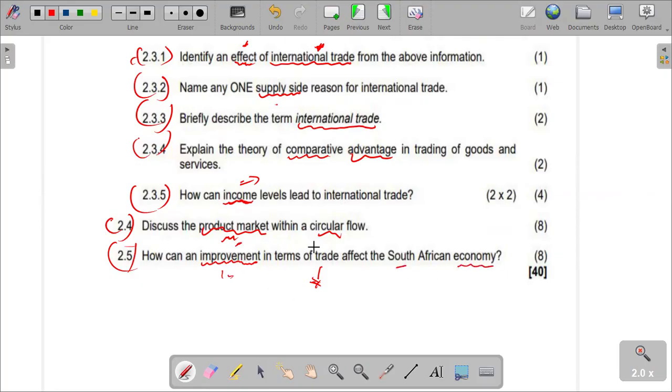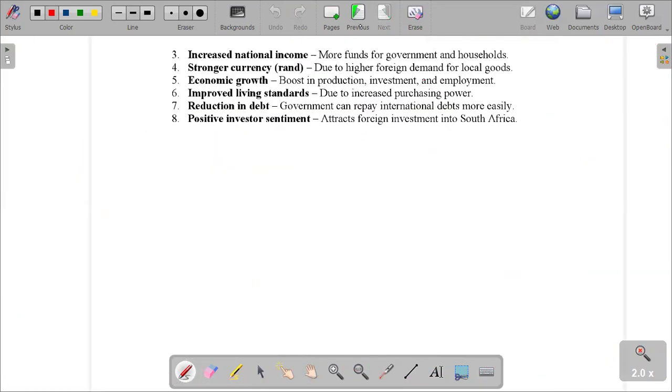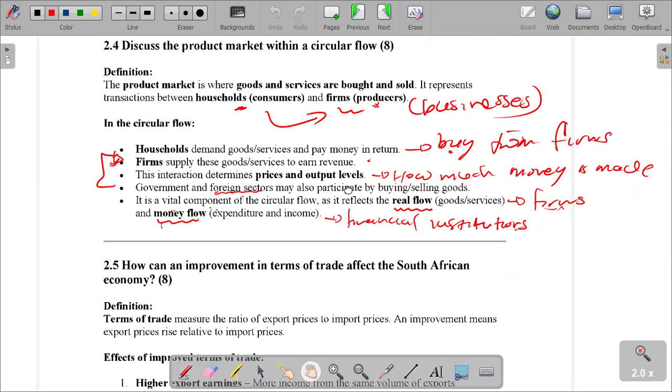If we improve trading, how can it affect us? Will it be in a positive manner or a negative manner? Precisely, if we improve trade, it will most likely be in a positive way. But there are also negatives within that improvement of trade. So when we improve trade, how can it affect the economy of South Africa? Let's look at that quickly.